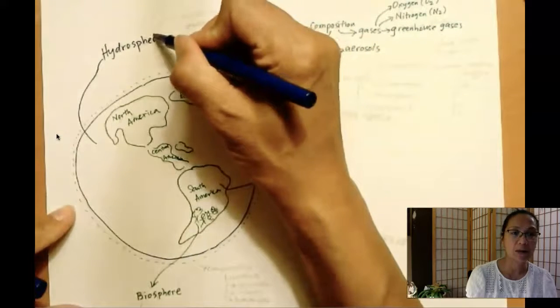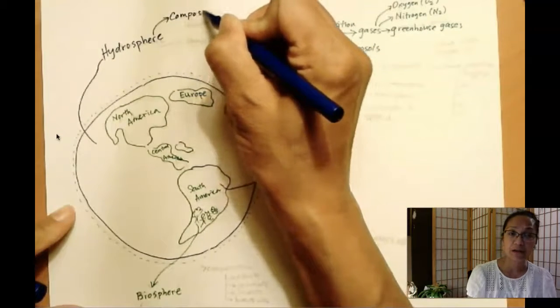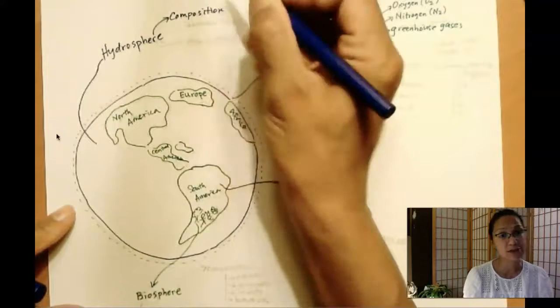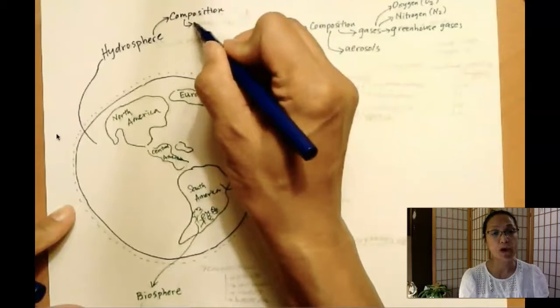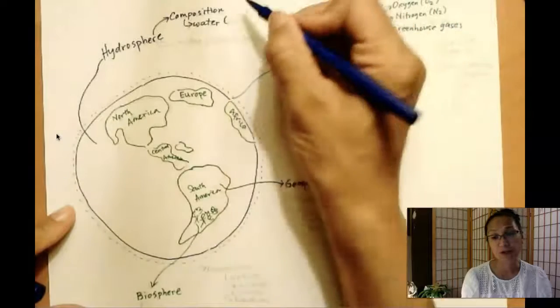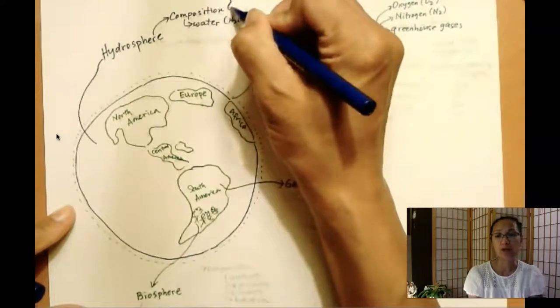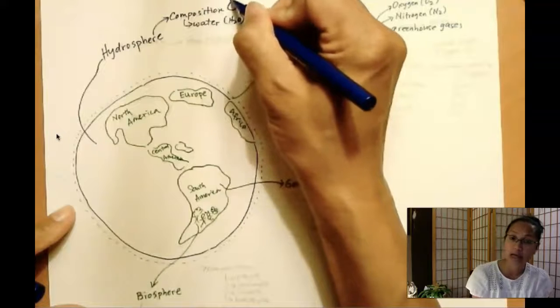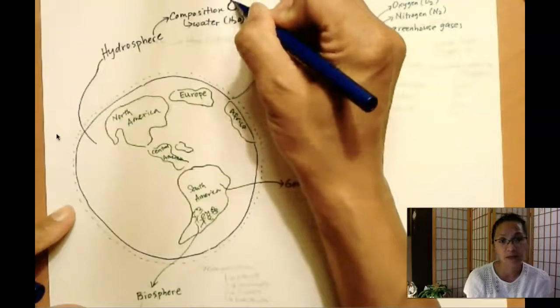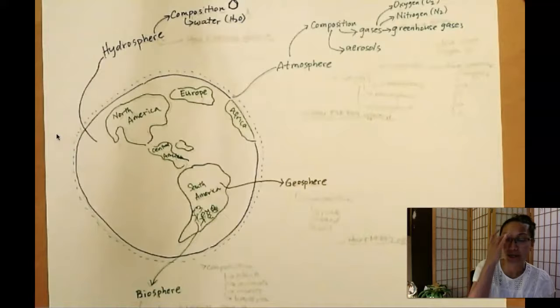Now let's talk about the composition of the hydrosphere. Hydrosphere is anything that has to do with water. And the chemical composition of water is H2O, meaning 2 atoms of hydrogen and 1 atom of oxygen. And let's draw a little droplet there just to give our minds a visual aid of the hydrosphere.